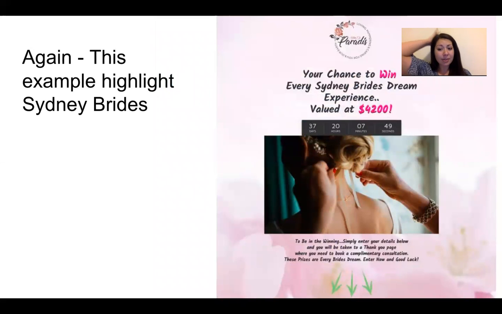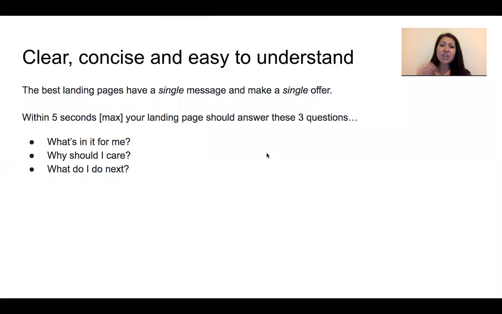Again, this is an example of another landing page we've done for a client, and this highlights it's for Sydney brides. Okay, so this is a giveaway for brides. Now, if I'm not getting married, if I'm not in Sydney, there's no reason why I would jump on here, because I don't need to win a Sydney bride experience. So if I'm single, unless I want to win it for a friend, it's not applicable to me. Okay, so again, the call out is very, very clear, and it's important to have that message call out beforehand. You need to be clear and concise and easy to understand.